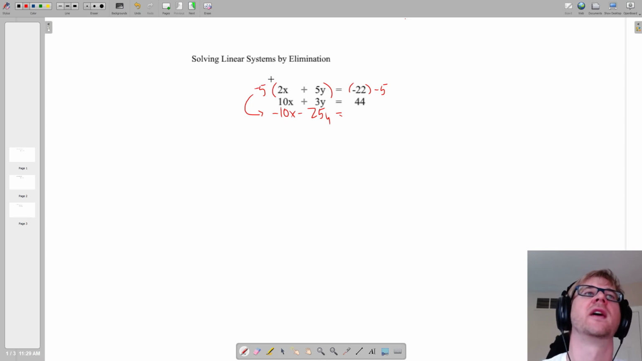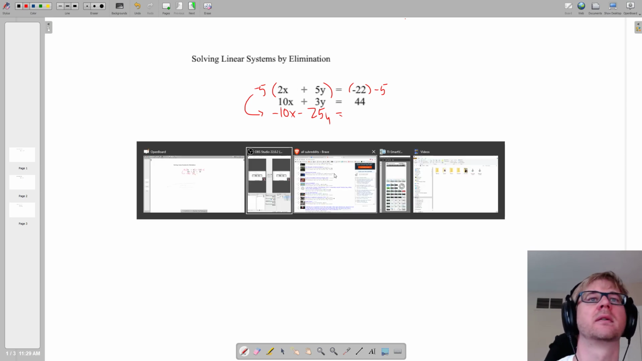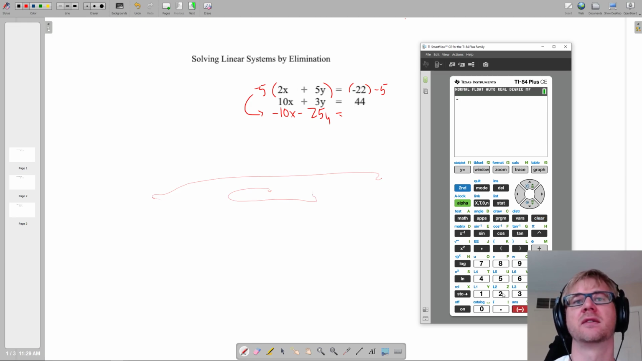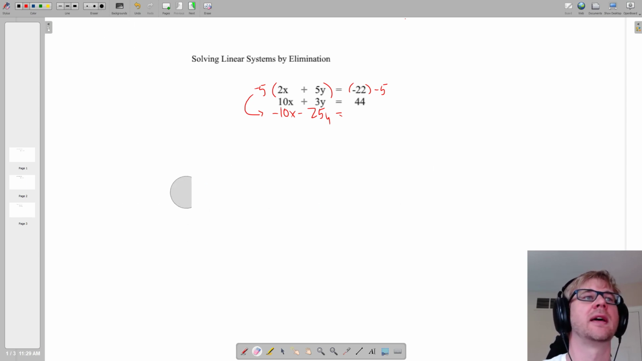So, negative 5 times 2 is negative 10. Negative 5 times 5 is negative 25. Negative 5 times negative 22, I think that's 110. Let me just make sure. Where's my calculator? There we go. Negative 22 times negative 5, 110. Yeah, I got 110. Good. So on the left side now, I have negative 10x minus 25y equals 110.